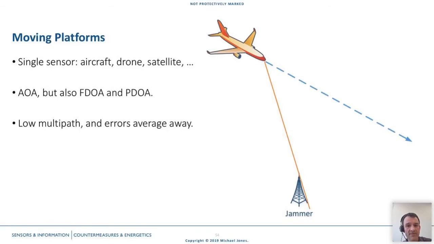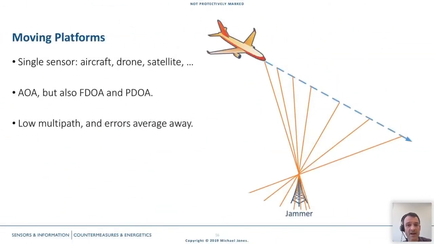And as that aircraft flies along, we're going to get multiple lines of bearing over its trajectory. So you can essentially geolocate using a single sensor. That could be an aircraft, it could be a drone flying over an urban environment. What's nice about that is it helps to average away some of those errors, because as the sensor's moving, some of the errors that it encounters will change over time. So those errors naturally average away. That can be a very powerful technique.